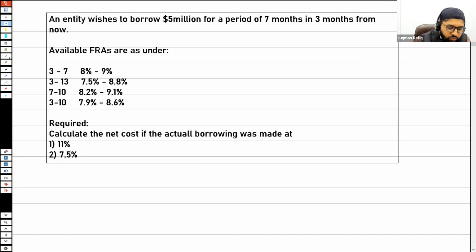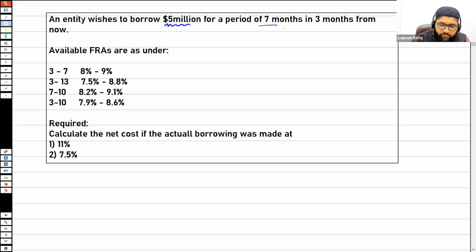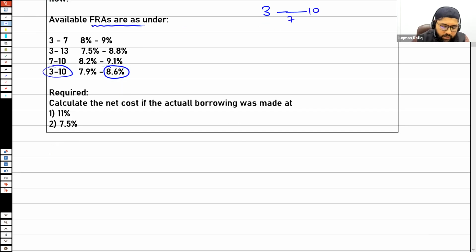It says an entity wishes to borrow $5 million for a period of 7 months in 3 months time. Available FRAs are as under. So basically it's going to be 3-10. That's the relevant FRA because it is 3 months from now and for a period of 7 months. So 3-10 is the relevant FRA, and since you are a borrower, your rate is going to be 8.6%. Case number 1.